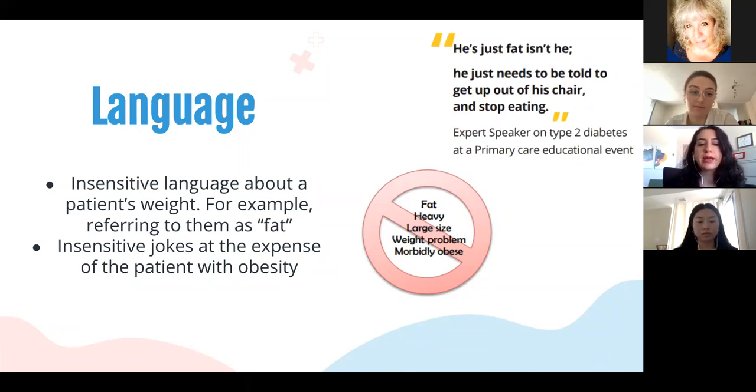It could also be by expressing insensitive jokes that place people living with obesity as the target of humor or ridicule. In fact, in one study done in 2014, students training in health disciplines reported that patients living with obesity were a common target of derogatory humor by peers, healthcare providers, and instructors.